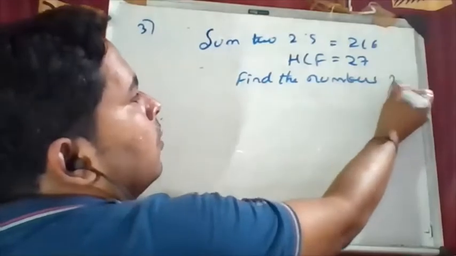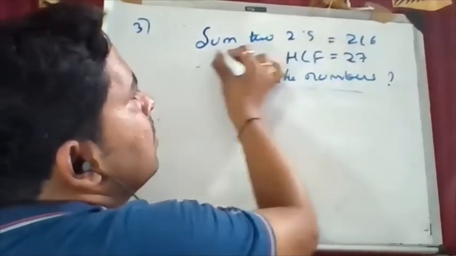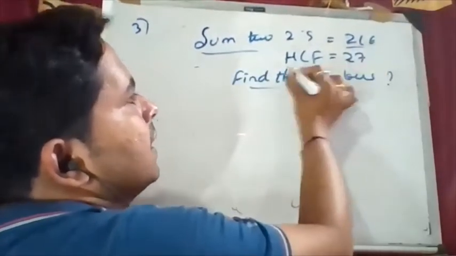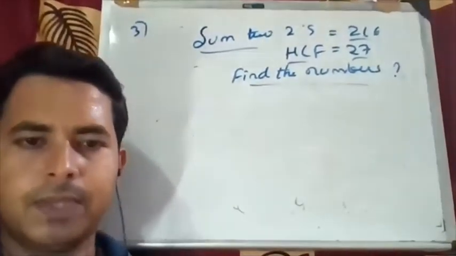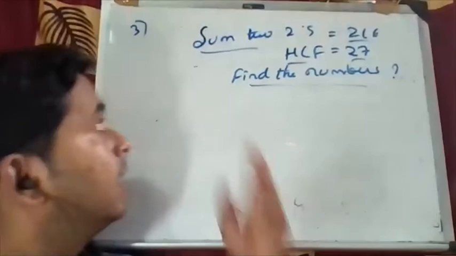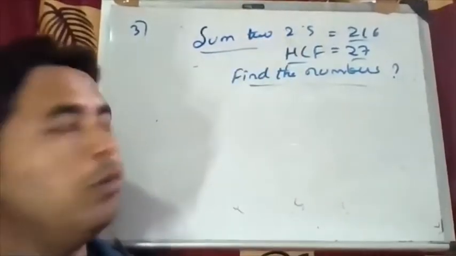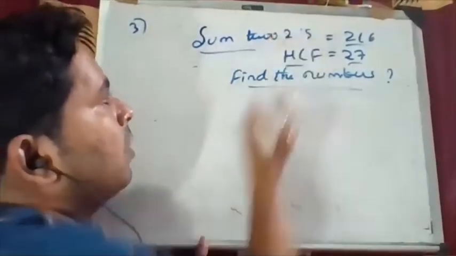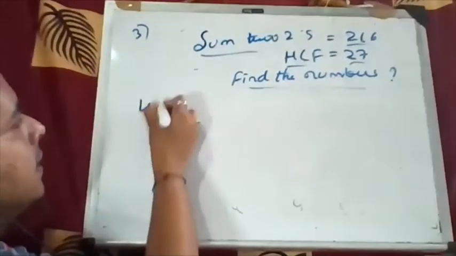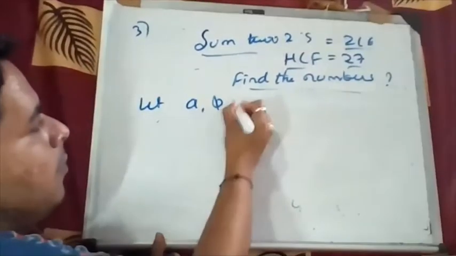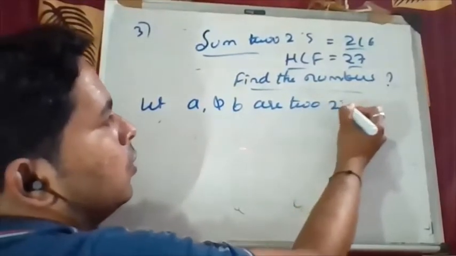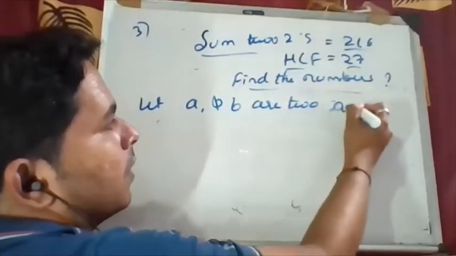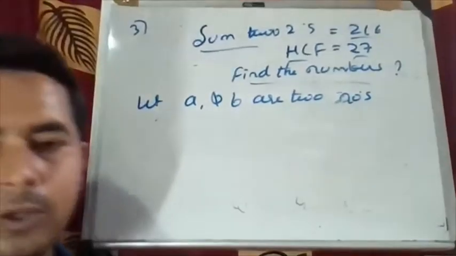So here what they given? They given the sum of two numbers, that is 216, and the HCF, that is 27. So what we have to do here? They already told the sum of two numbers. Sum of two numbers means let A and B are two numbers.